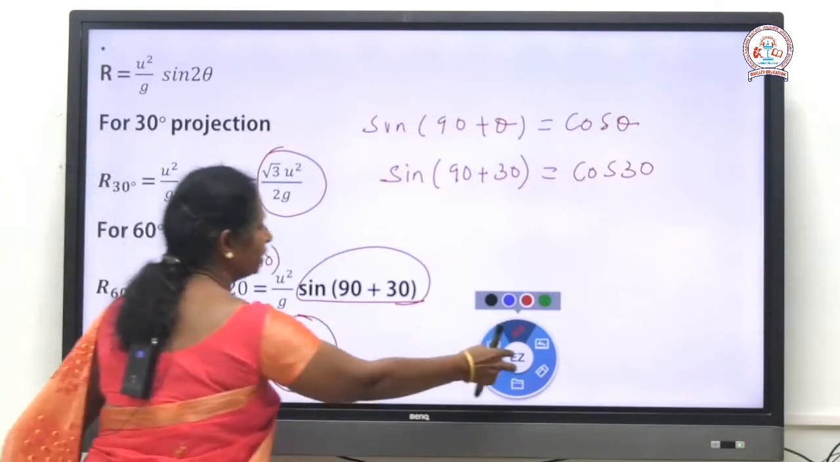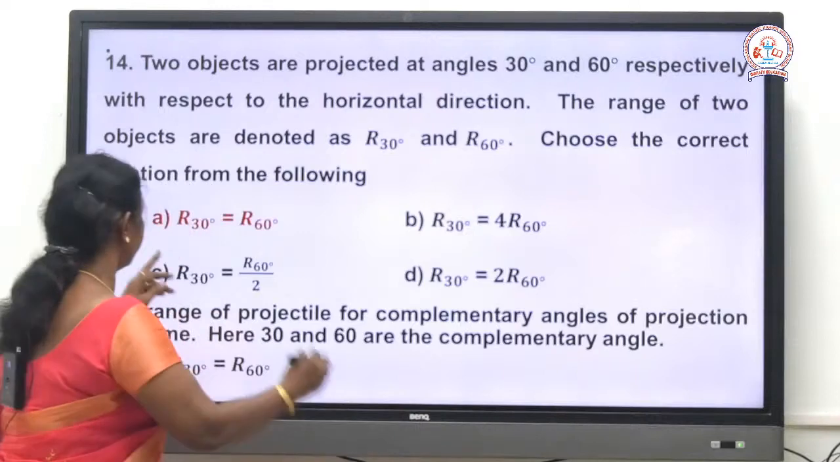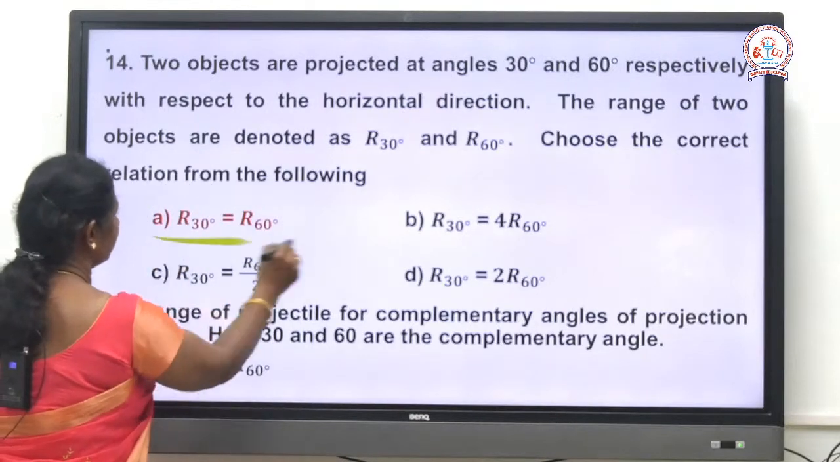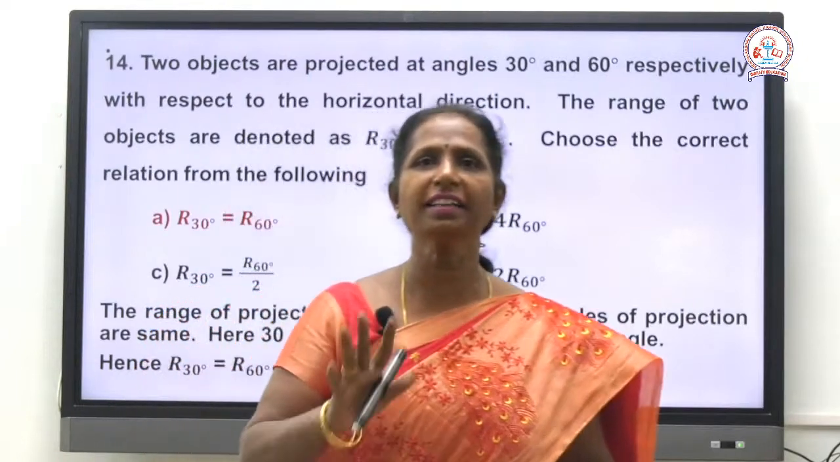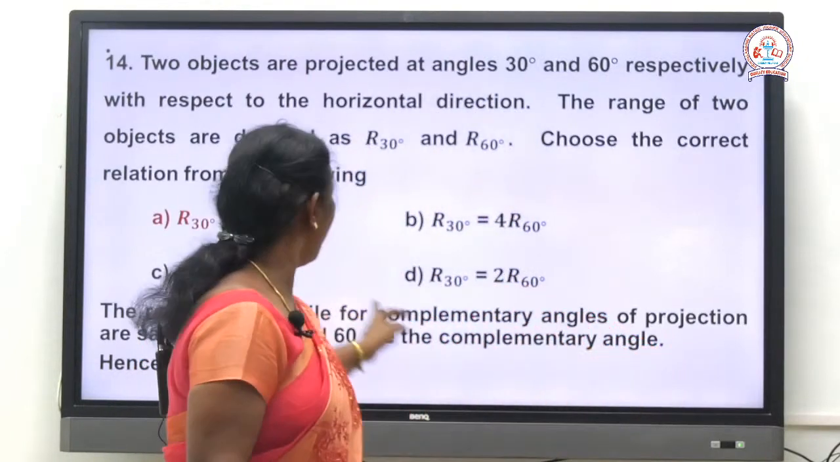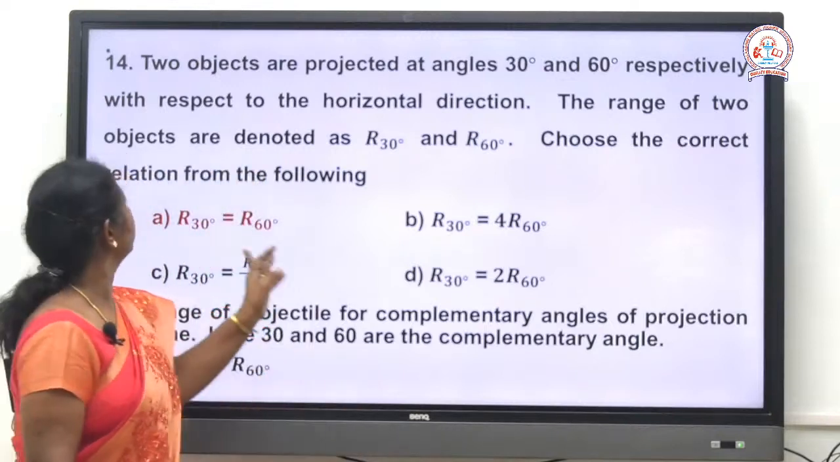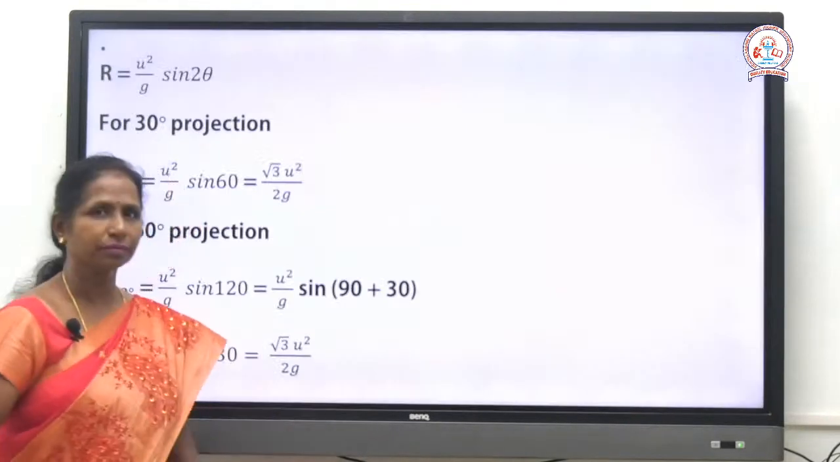So what option must you write? The option is R30 equal to R60. If you substitute 30 degree or if you substitute 60 degree, you get the same range. Therefore, R30 equal to R60. Yes, this is the 14th sum.